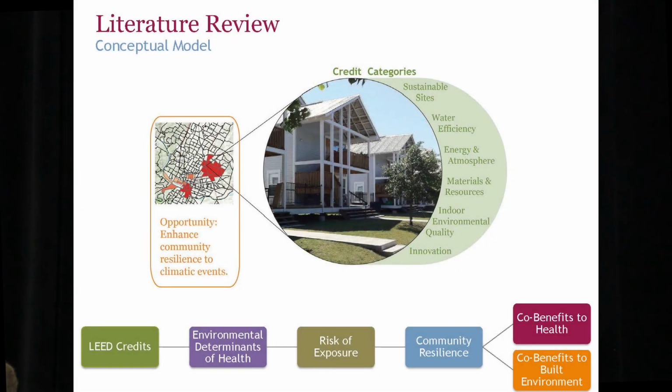What I found was that 13 LEED for new construction credits had the potential to reduce the risk of negative health outcomes associated with extreme heat events, and 12 new construction credits had the same potential for flooding. And you can see, if you're close enough, you'll see that these credits are not only in the sustainable sites category, they cover the entire rating system except for materials and resources. So now I'm just going to walk you through really quickly the literature review itself.